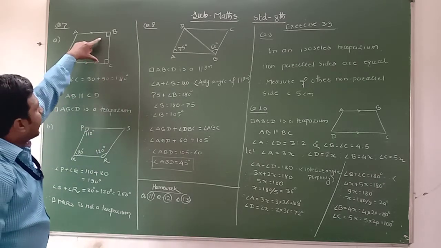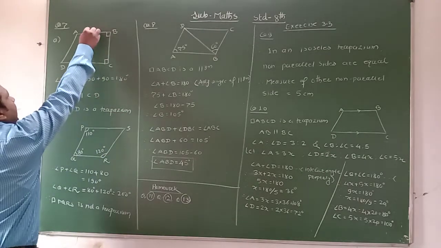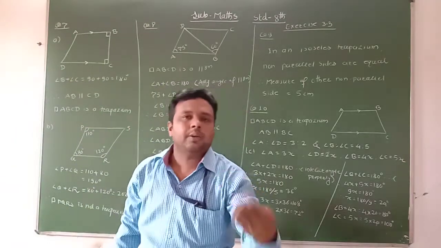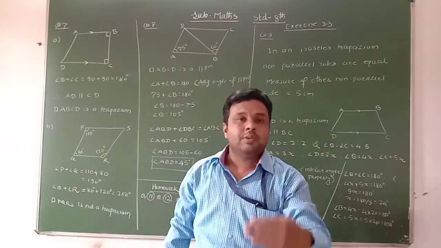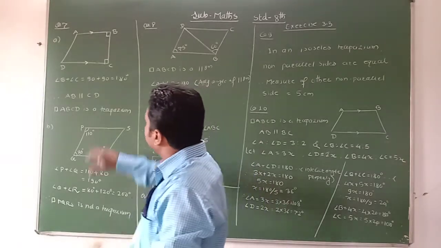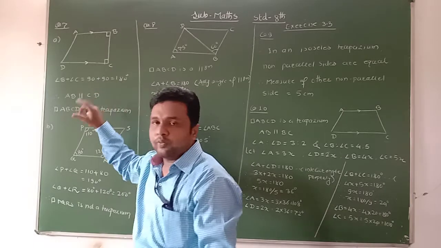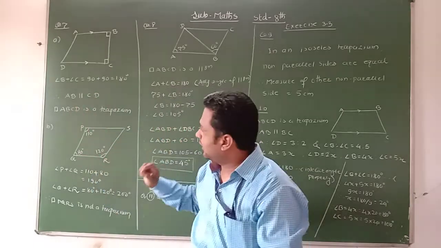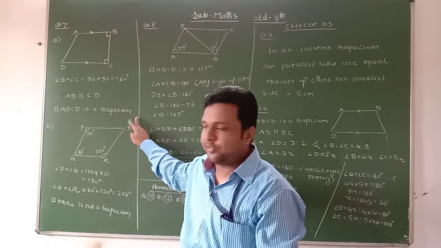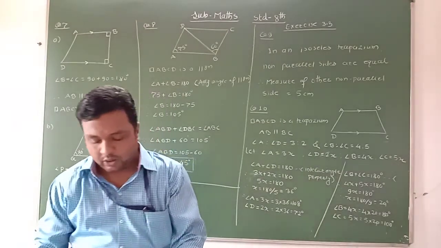If these two interior angles are 180 degrees, that is supplementary, then these two lines are parallel. We know that the interior angles formed by parallel lines are supplementary. If the interior angles are supplementary, then the given lines are parallel. Therefore, in this quadrilateral, we can write AB is parallel to CD. One pair of opposite sides is parallel. Therefore, quadrilateral ABCD is a trapezium according to the definition.